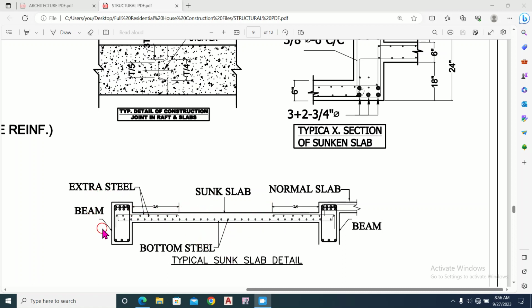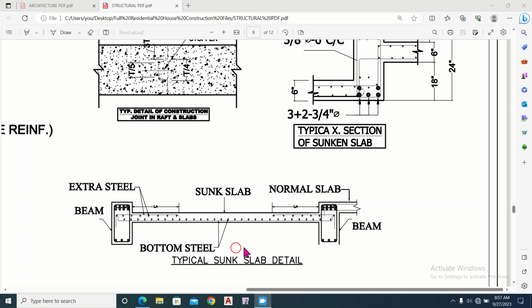This was the 90-degree hook of the slab reinforcement in the beam, and this is also a 90-degree hook provided in the beam. So this was all about the different sections of the slabs and the sunken slab, and this is the section of the sunken slab.